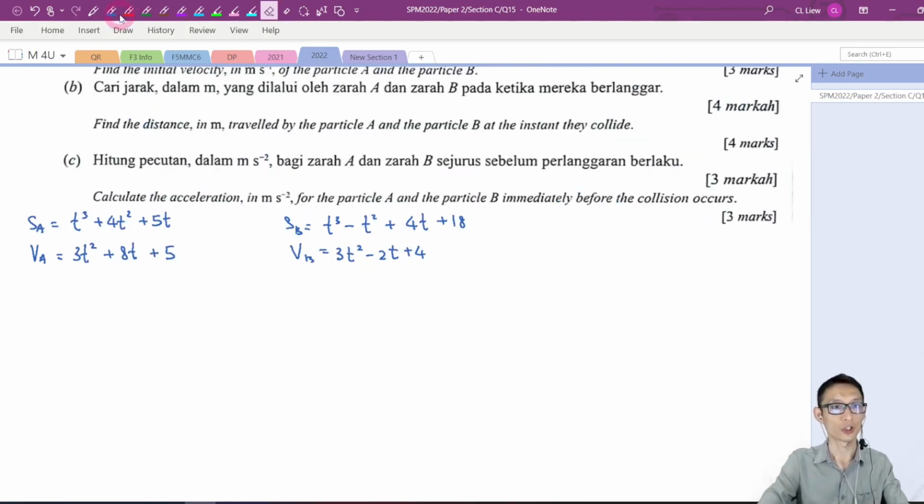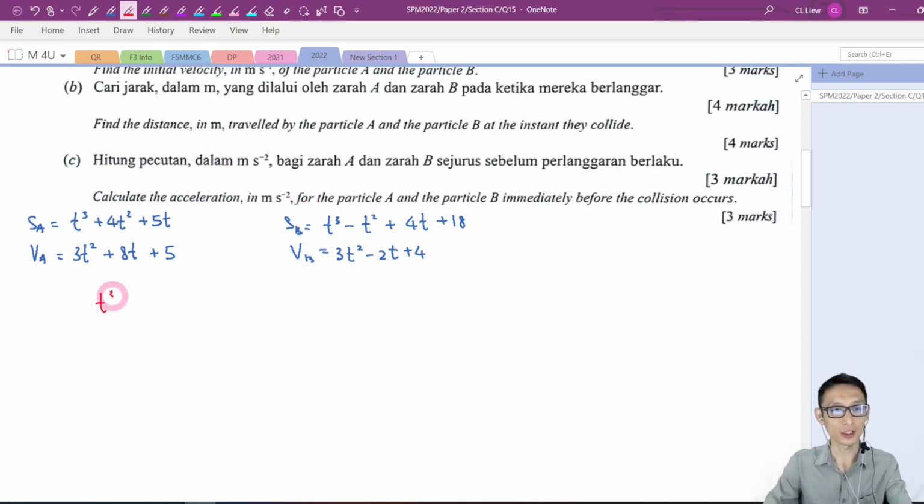Okay, now let's look at part B. Find the distance in meter traveled by particle A and particle B at the instant they collide. So first, I need to know when the two particles collide with each other. Okay, when they meet each other, SA will be equal to SB, right? They will have the same displacement.